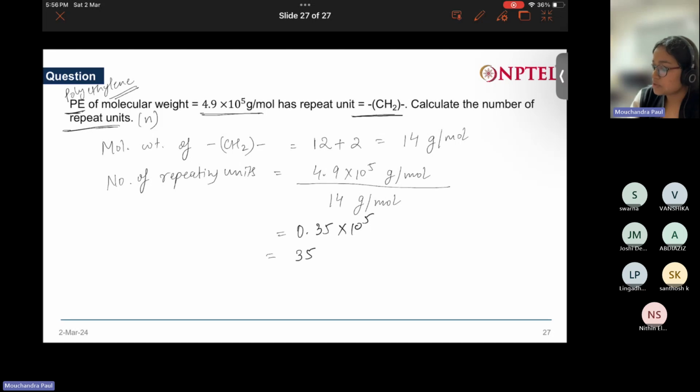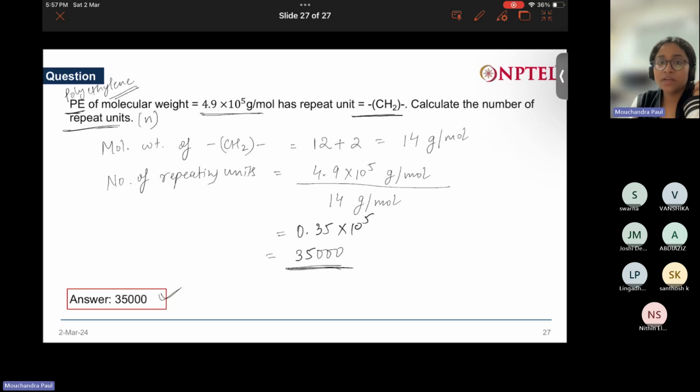So if we do it like this, there will be 35,000. This is the number of repeating units. So let's see if this is correct. Yes, this is correct. Okay, 35,000 repeating units will be there. So in this way, you can determine the number of repeating units when you have the molecular weight of the entire polymer, as well as what the repeating unit is, and from the atomic weights you can calculate the molecular weight of one repeating unit.